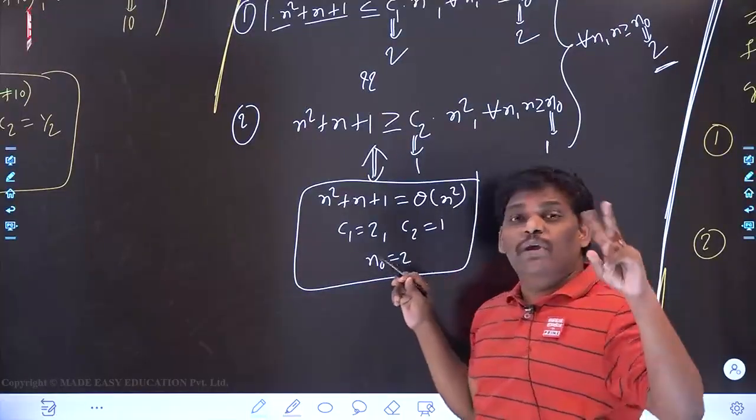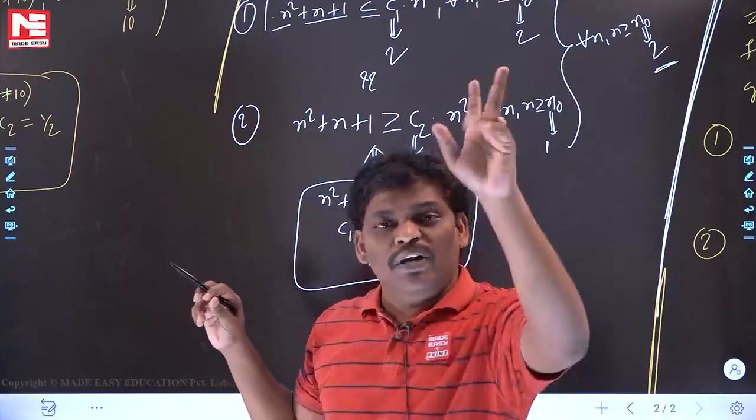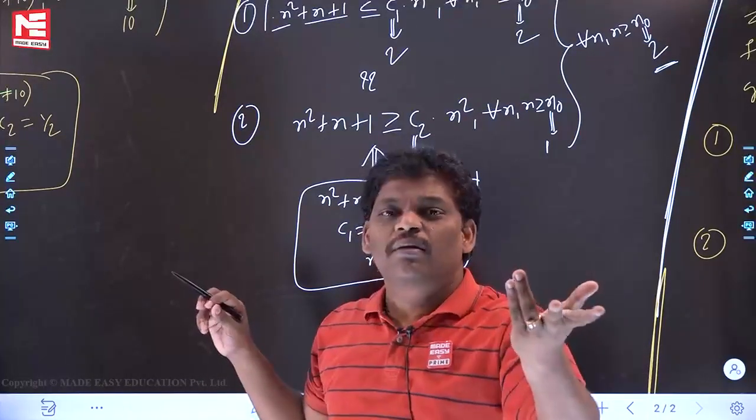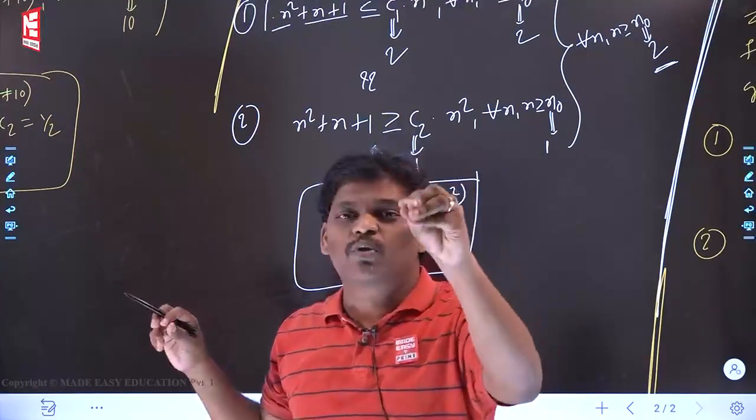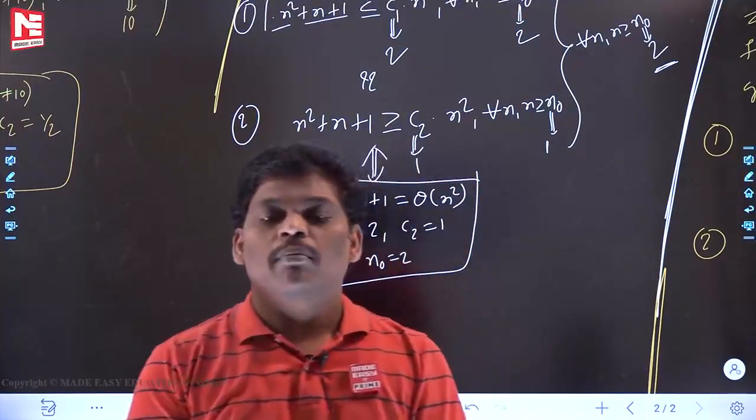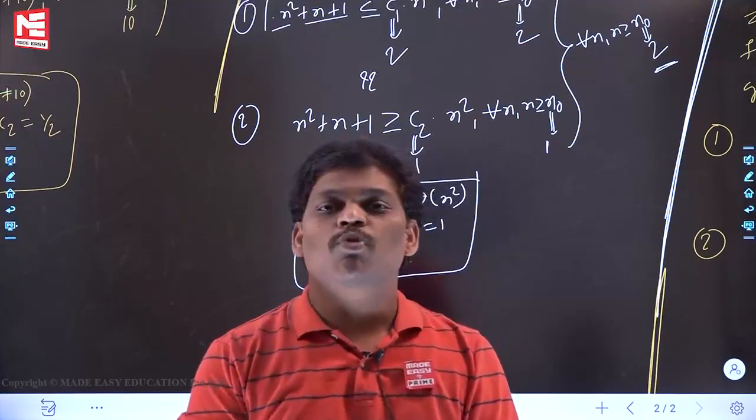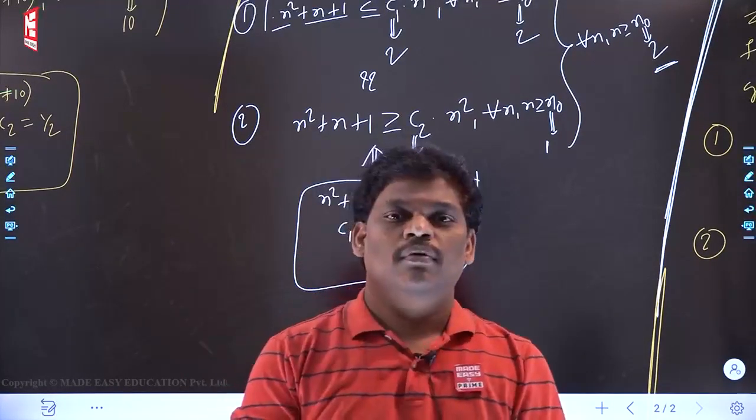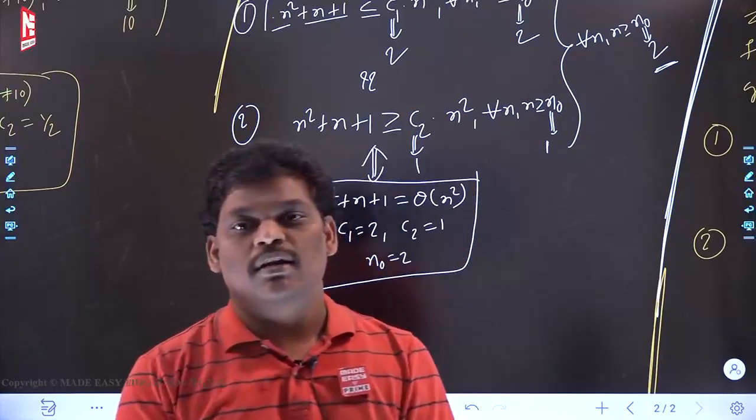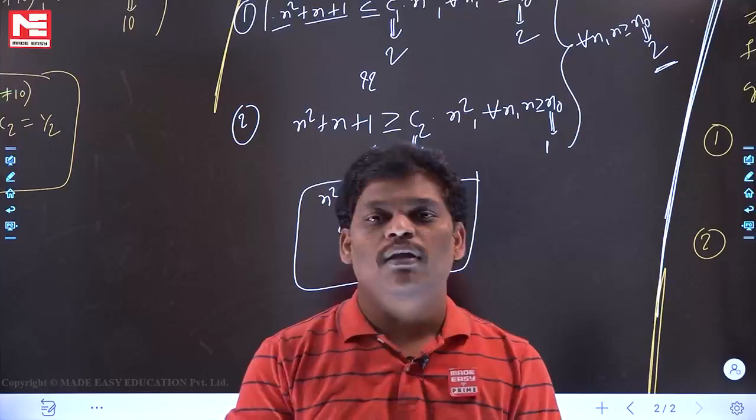Some people are asking: the bigger function is the same, but both are not exactly the same. This is the meaning of asymptotically equal. Small things need not be equal, but the bigger functions on both sides are equal. That means asymptotically equal. What is the meaning? Small things don't bother. You concentrate on the bigger things. If the bigger things are equal, they are equal. This is called asymptotically equal.